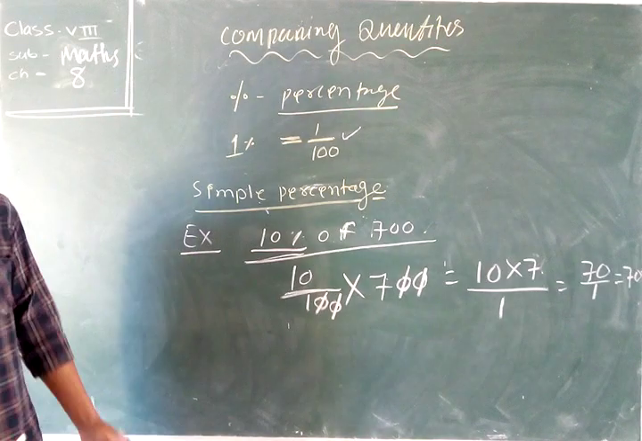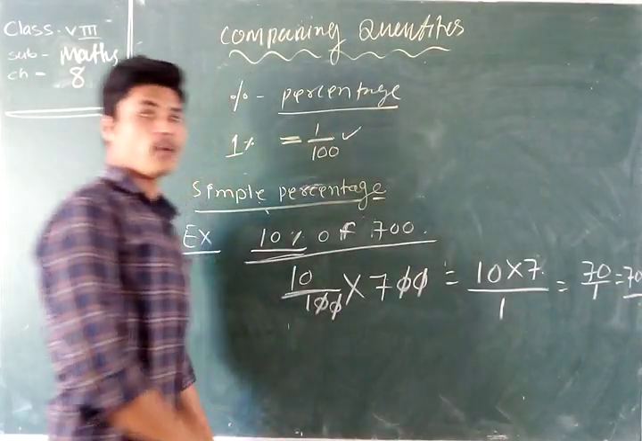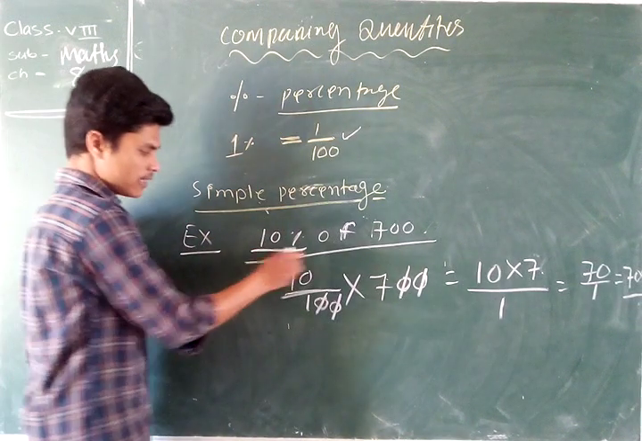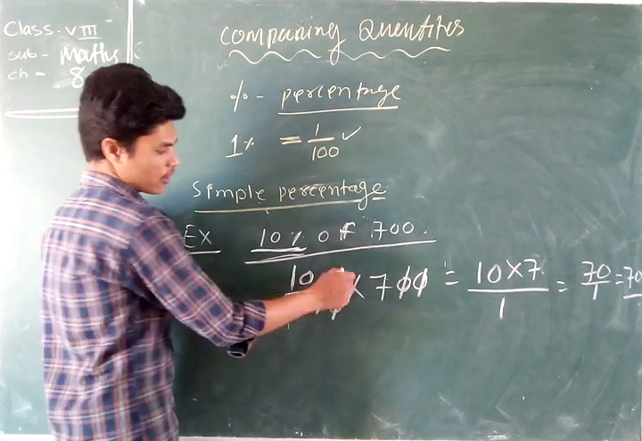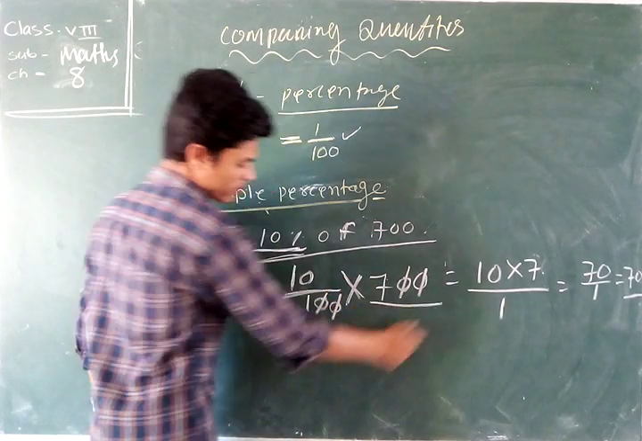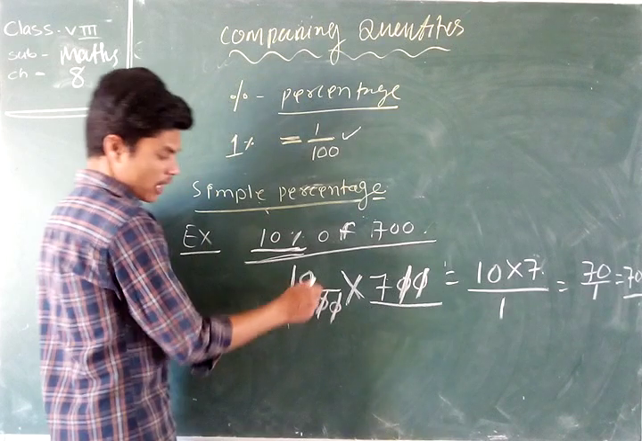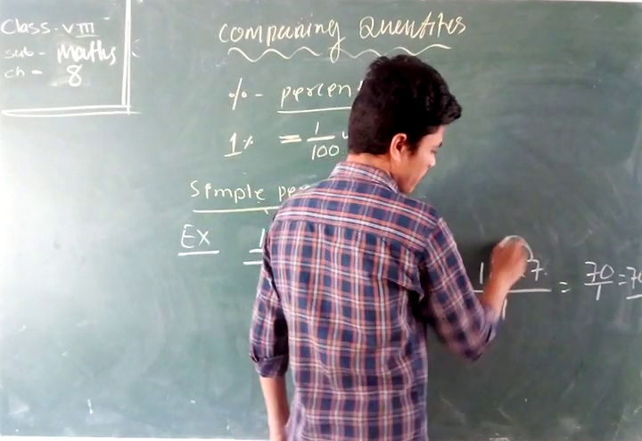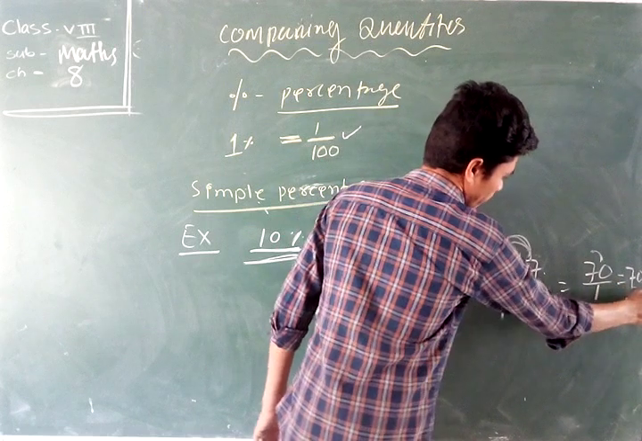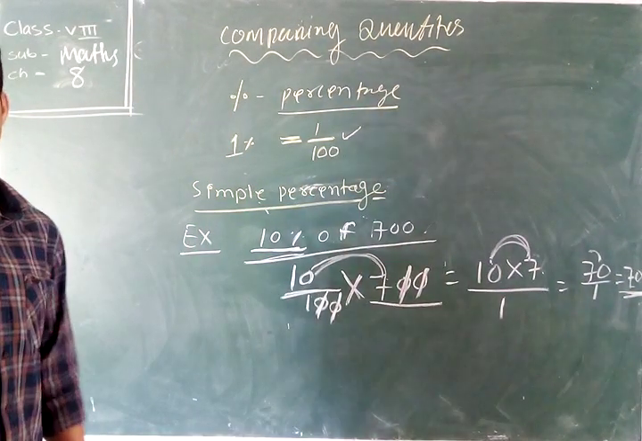So 10% of 700 is 70. How did we find it? 10% means 10 by 100, 'of' means multiply by 700. The zeros cancel with zeros. Then we multiply and find the 10% of the number. Now we will take another example.